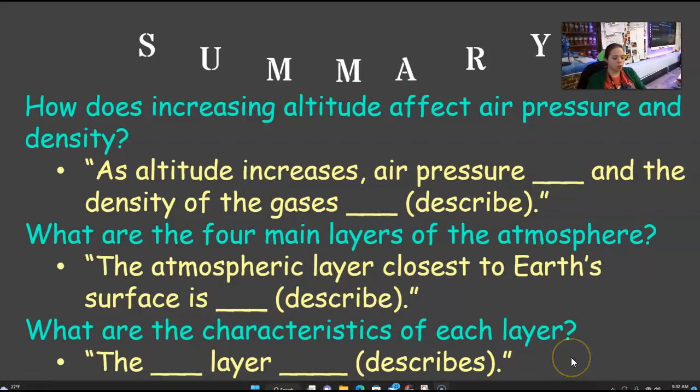Okay, what are the characteristics of each? So the troposphere has weather. The stratosphere has airplanes and the ozone layer. The mesosphere protects us from meteoroids. And the thermosphere has the ionosphere and the exosphere, which help relay signals back down to Earth.